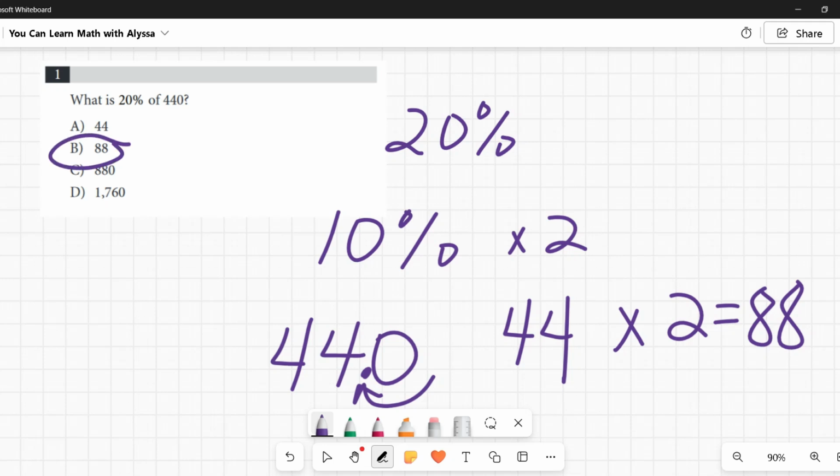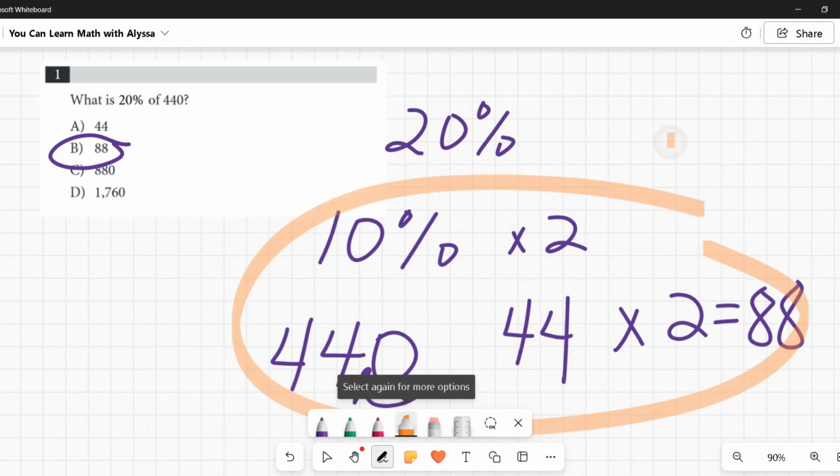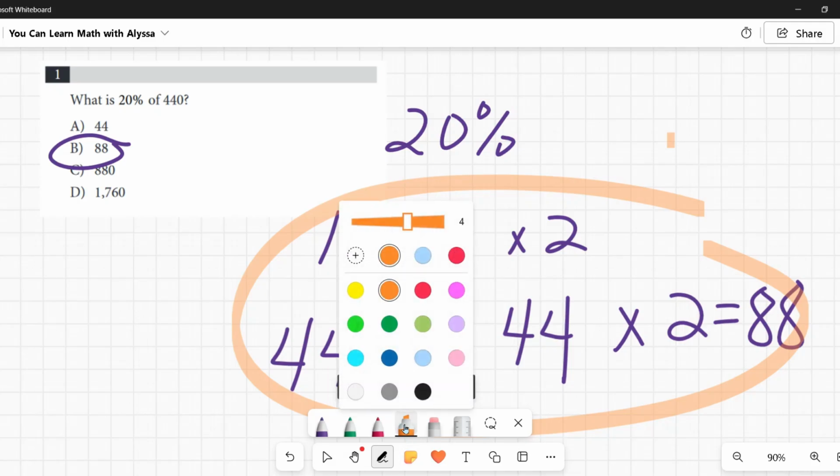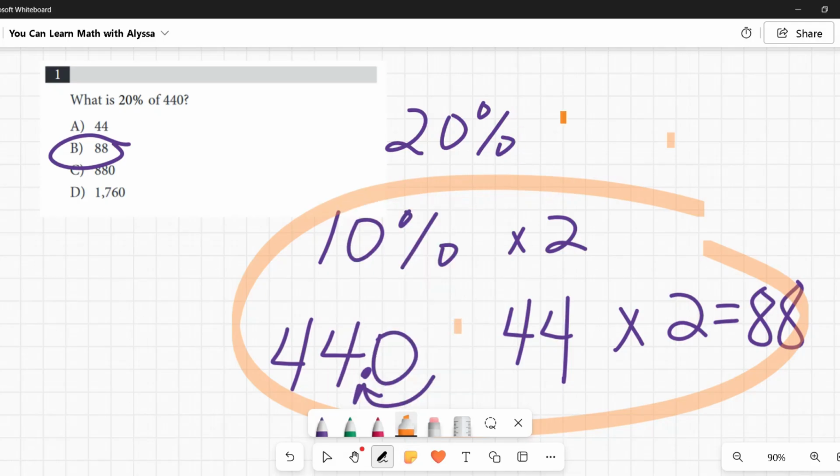Use the one that is the most comfortable for you and the one that you can accomplish the fastest. If you're very comfortable with this sort of mental math, for me, I would use that method. Get rid of that, select again for more options. I don't know why that's refusing to disappear. There we go. This, for me, would be the fastest. For others, doing it on the calculator would be the fastest. Know yourself, know where your strengths lie, and then you can save the most time on the SAT.